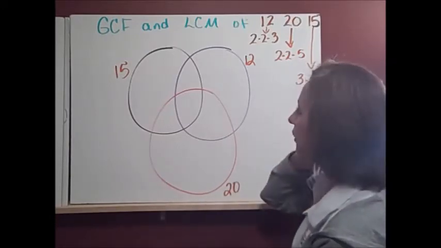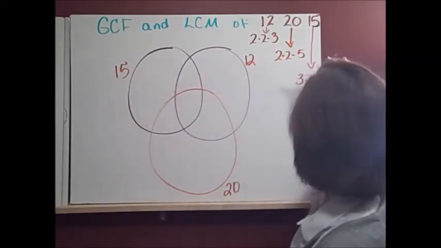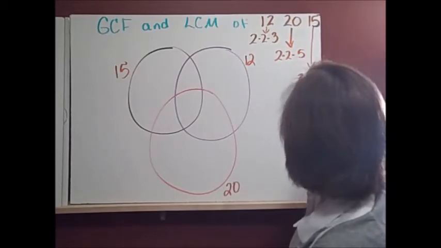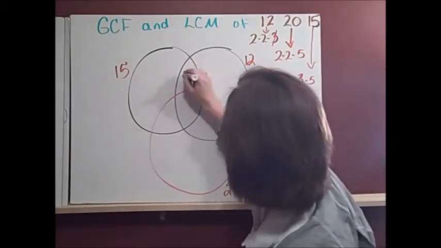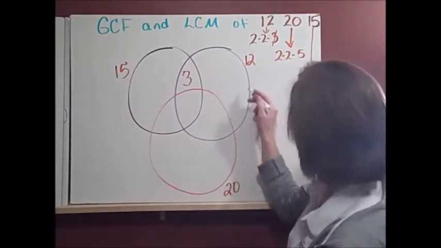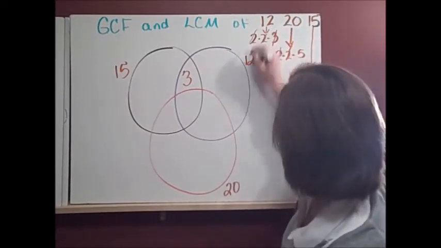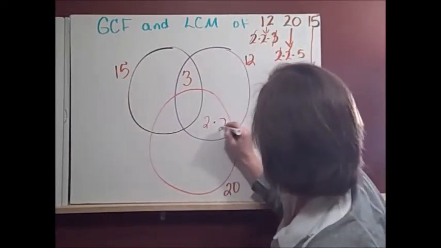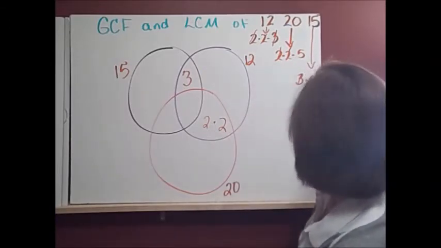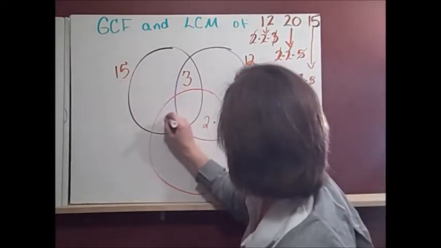So let's look at what 12 and 15 share. 12 and 15 share a 3. Okay? And what do 12 and 20 share? 12 and 20 share 2 sets of 4. Well, 2 twos. And 15 shares a 5 with 20.